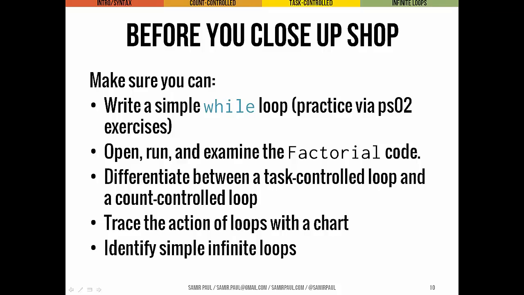Make sure you can differentiate between the idea of a task-controlled loop and a count-controlled loop. Where a count-controlled loop is something that we do a certain specified number of times. A task-controlled loop is something that we do until a particular condition is satisfied, independent of how many times it takes. Just like we did with that very first count-controlled loop, you want to make sure that you can trace the action of loops with a chart, maybe by recording the value of a particular variable at every step of the way. And we want to know why some loops end up being infinite loops.